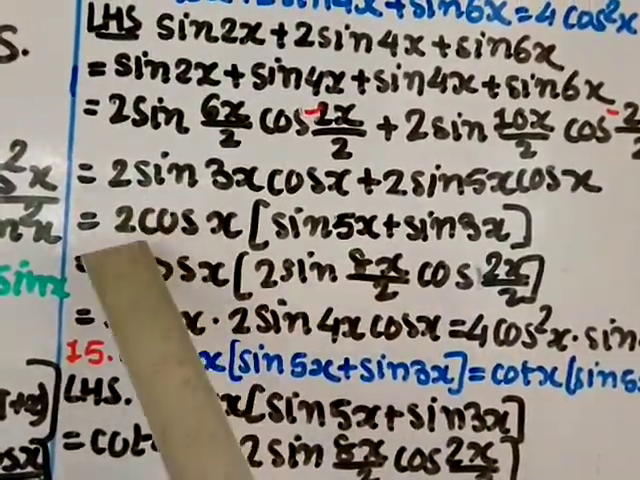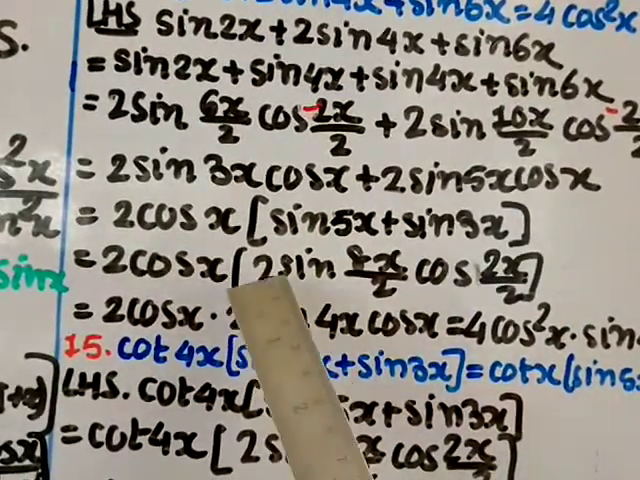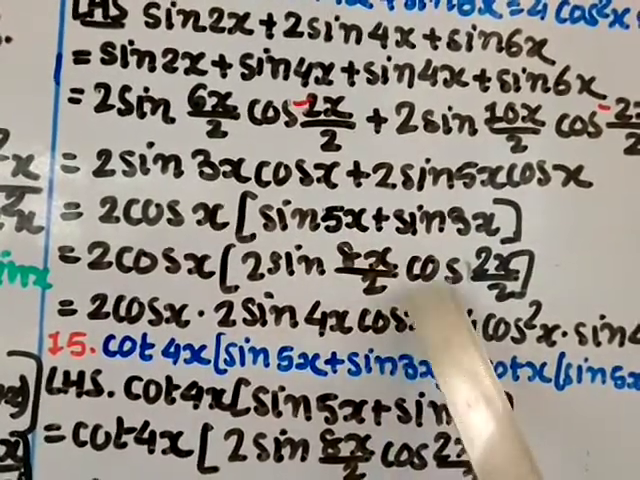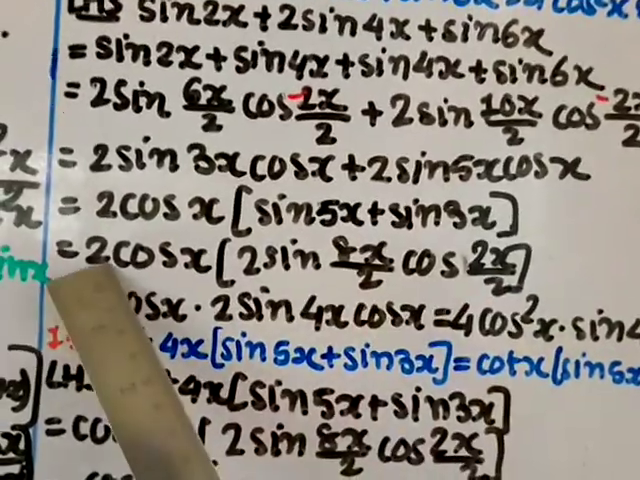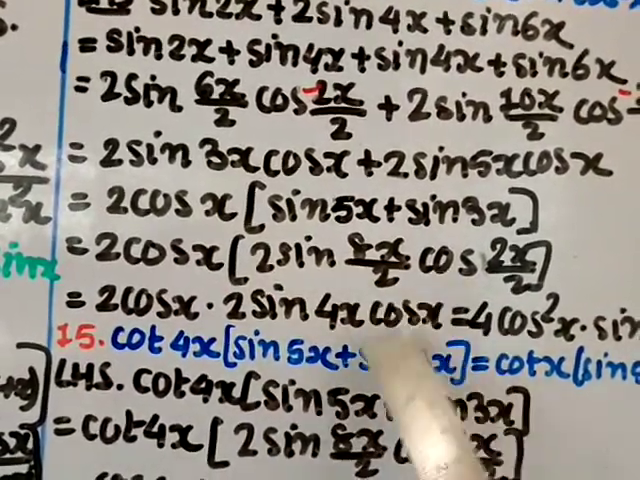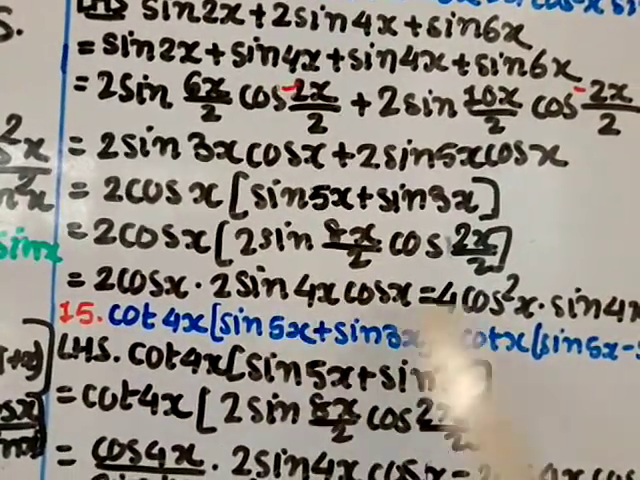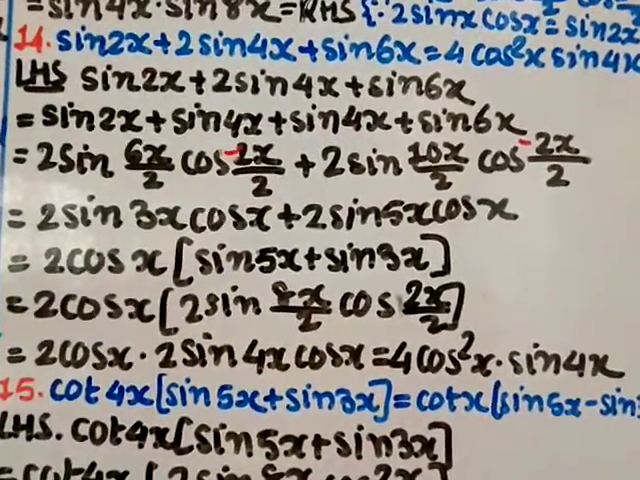So here 2 cos x and sin 5x plus sin 3x. Use the identity. This is as it is, 2 sin (5 plus 3)x by 2, that is 8x by 2, into cos (5 minus 3)x by 2, that is 2x by 2. Cut by 2, cut by 2. So 2 cos x into 2 sin 4x cos x. 2 into 2 is 4, cos into cos is cos square x, and sin 4x. That is what you have to prove. That is your right hand side, hence proved.